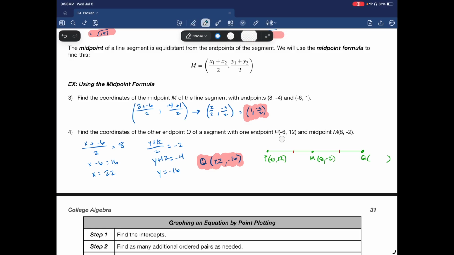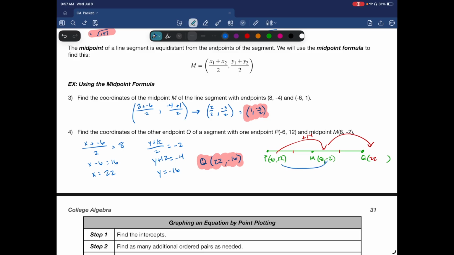So how do you go from negative 6 to 8? Well, negative 6 is on one side of 0 and positive 8 is on the other side of 0. So you have 6 units to get to 0 and then 8 units to get to 8. That's 6 and 8, which is 14. So I'm going to add 14. Because the segments from P to M and M to Q are equal, I'm going to do it again. What is 8 plus 14? 22.